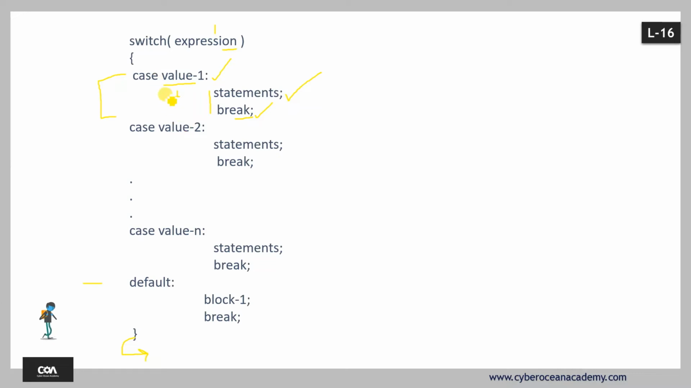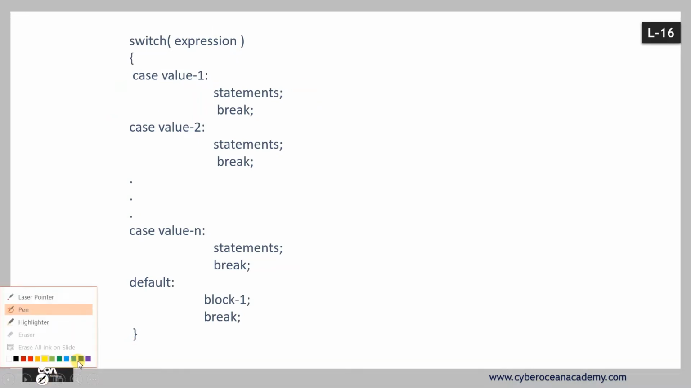Suppose the value is not 1 here. Suppose the value in the expression is 5. You want to check whether the value matches 5 or not. So first the switch statement will check. The condition is not matched with 5, because here I have written the value 1. It will check whether the value is 5 or not. Here the value is not 5, guys.